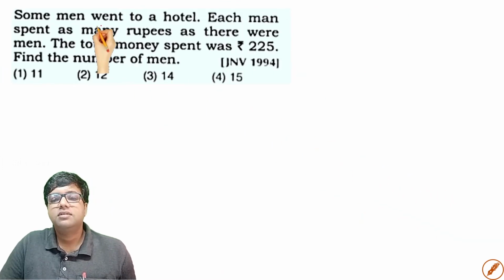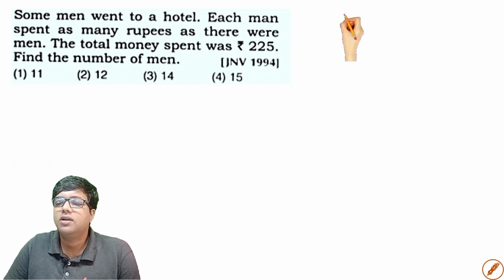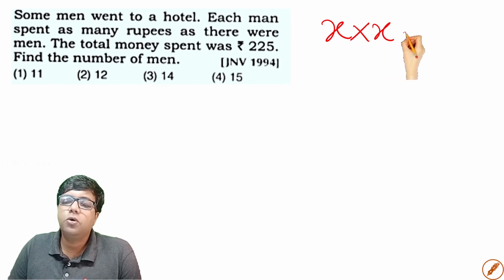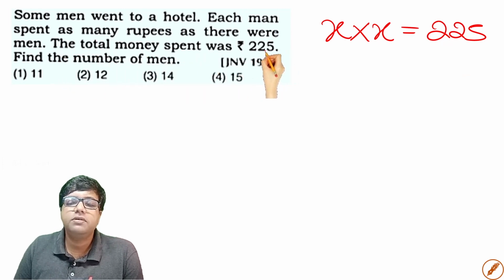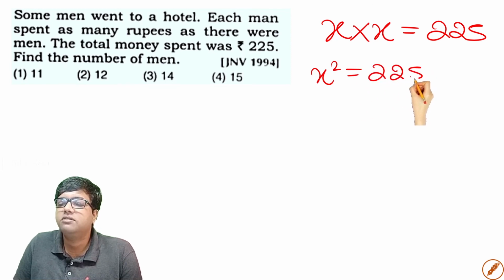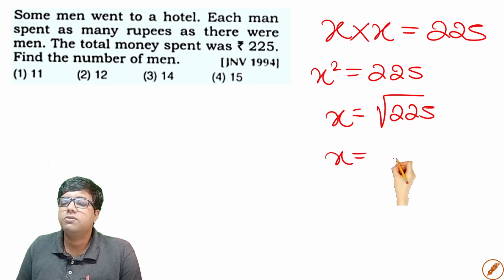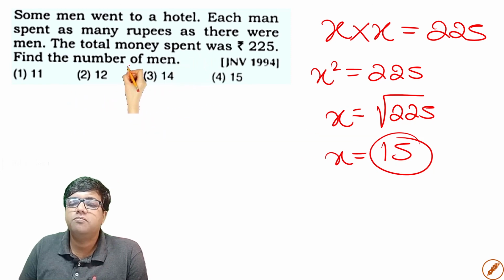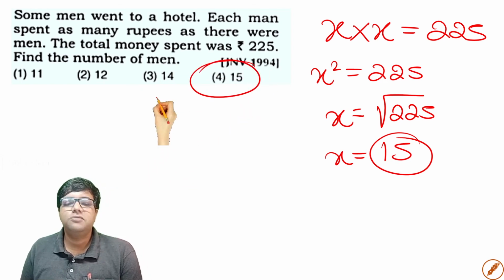Let's move ahead. Some men went to a hotel. Each man spent as many rupees as there were men. So let's call the number of men x, and each of them spent how much? x rupees, and this total amount summed up to be 225 as per the question. The total money spent was 225. Find the number of men. Okay, this will give you x square is equal to 225 and x is equal to square root of 225, which is 15. So each of them paid 15 rupees and the number of men was also 15 because both of them are equal. So therefore 15 is the right answer for this question.